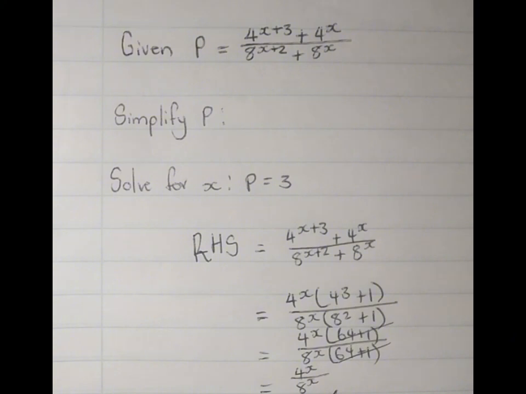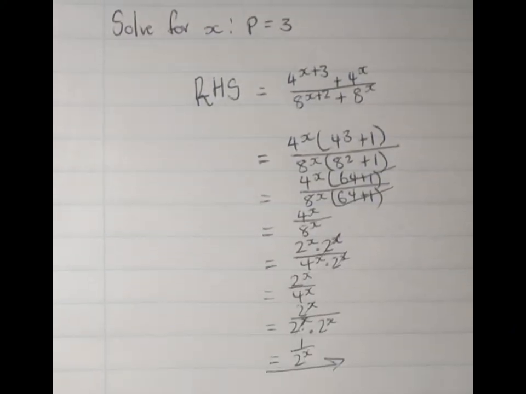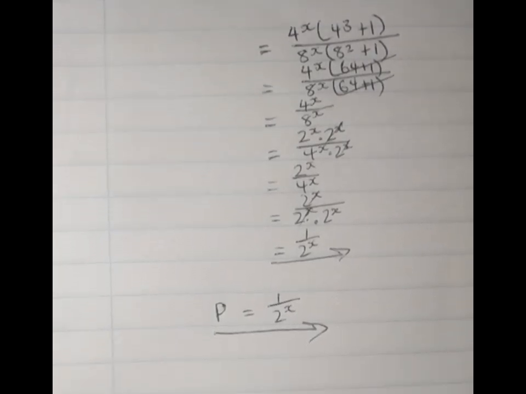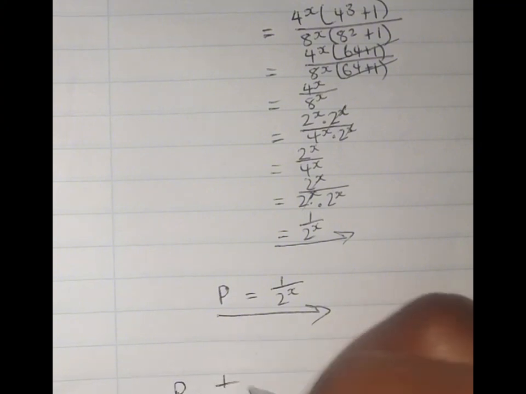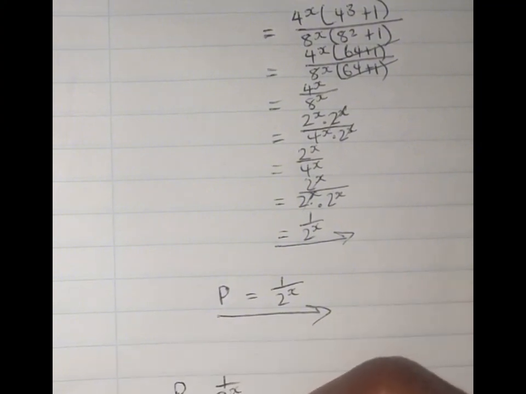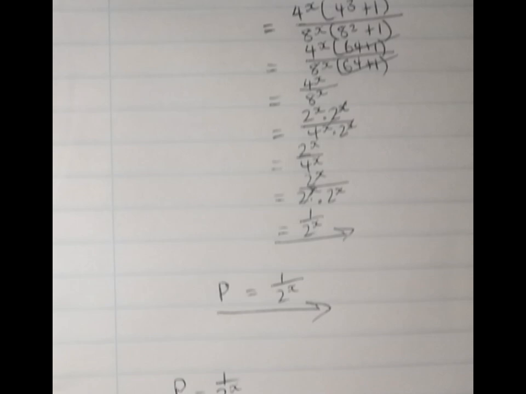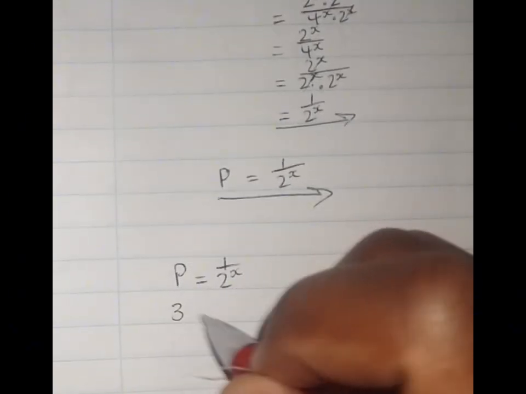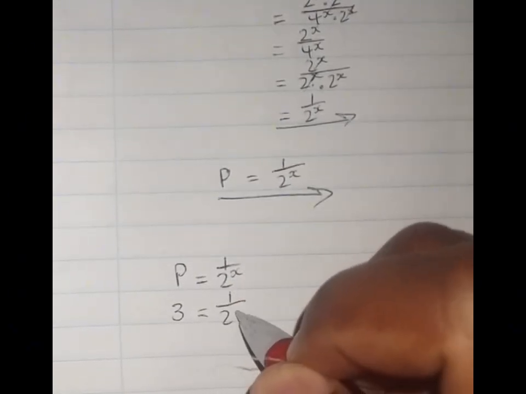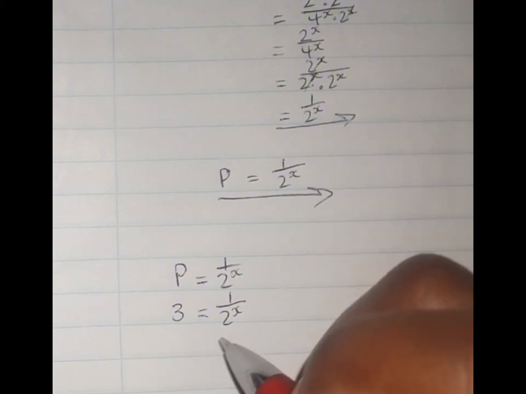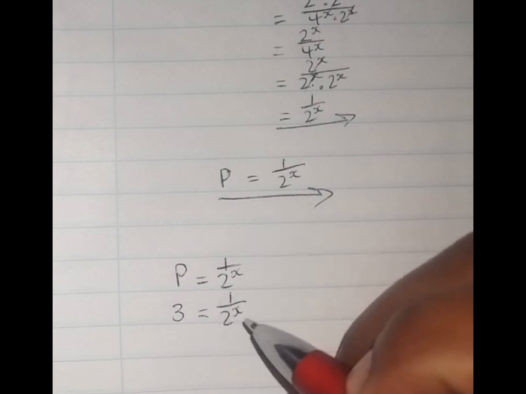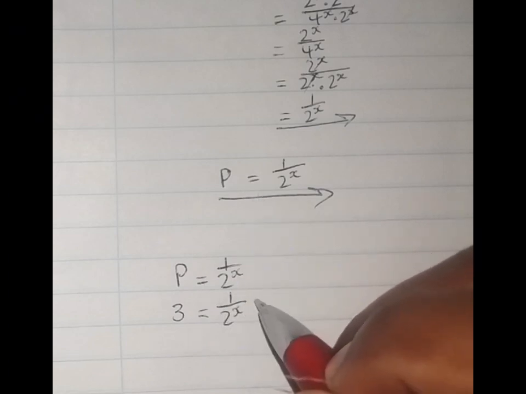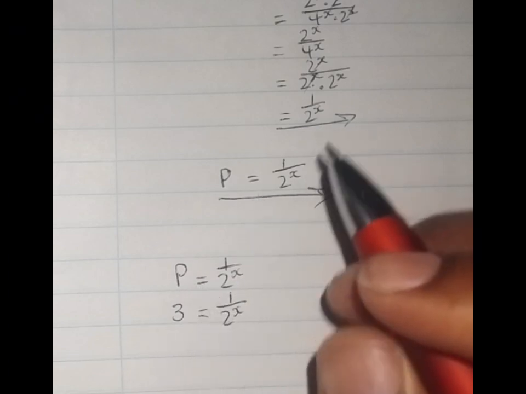We are given that p is equal to 3 and we are supposed to find the value of x. Now let's go back to our simplified version of p. So we'll say that p is equal to 1 divided by 2 to the x. Then we'll substitute the 3 that we're now given. So we'll say that 3 is equal to 1 divided by 2 to the power x. And then we'll make 2 to the power x the subject of the formula. So that means we'll multiply this side by 2 to the power x and multiply that side by 2 to the power x.